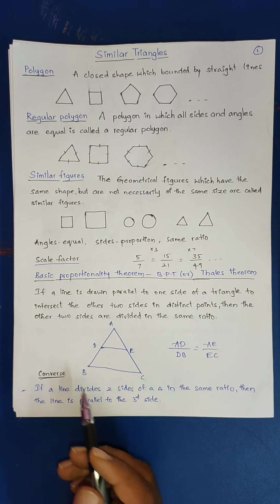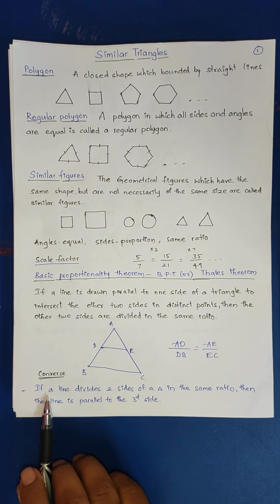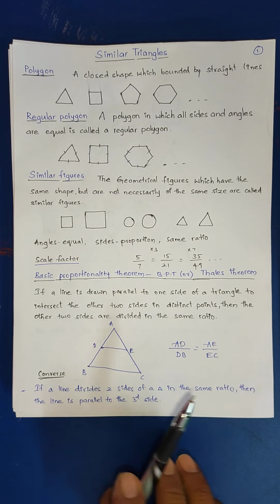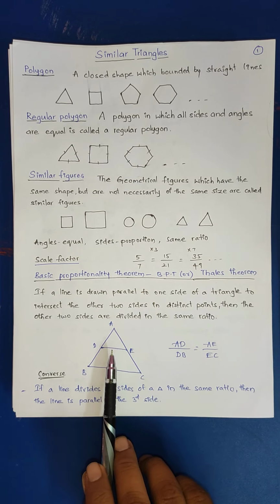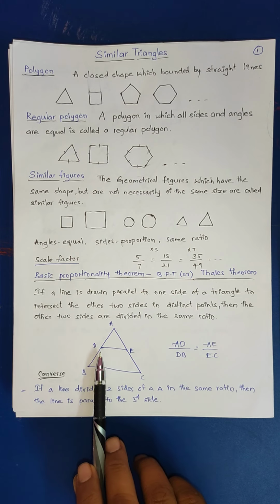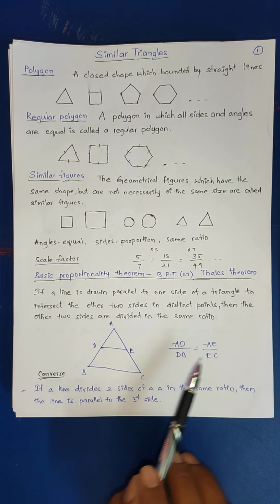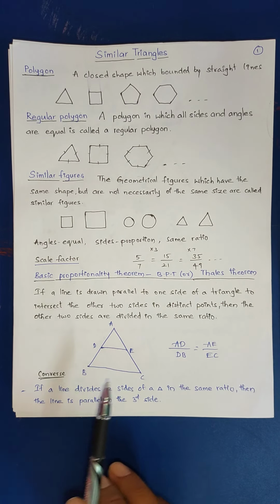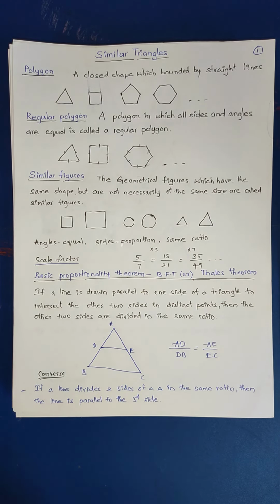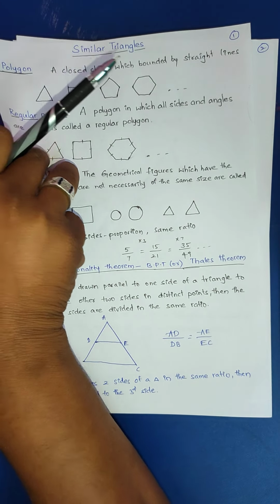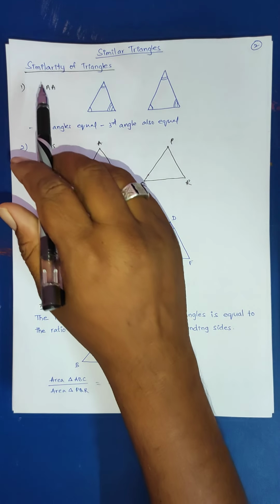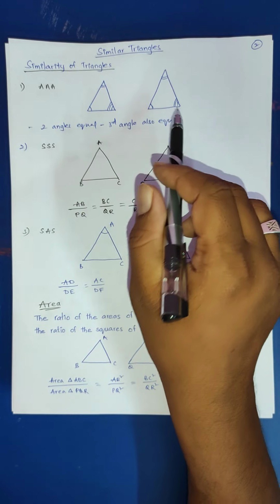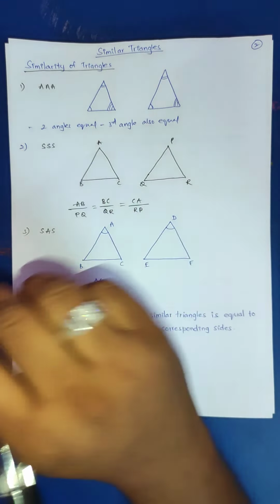Okay, its converse. If a line divides two sides of a triangle in the same ratio, then that line is parallel to the third side of the triangle. That is the converse of the basic proportionality theorem. Then next, similarity of triangles. How can we say that these two triangles are similar to each other?